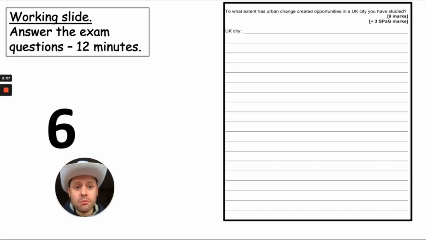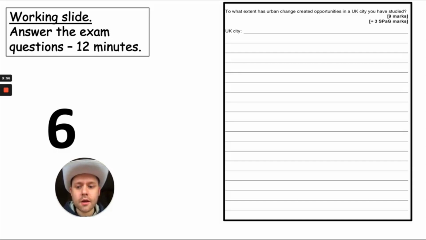Same principle, okay? The words urban change and UK city. If you draw a line connecting those two and write Birmingham, that's what I would do if I was sitting the exam. And opportunities, I would put a smiley face. Now, because it doesn't ask for a specific opportunity, you could put a stick man, a dollar sign, and a little tree to let you know that you can write about all of these.